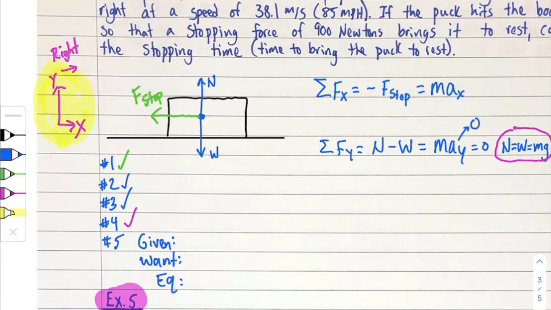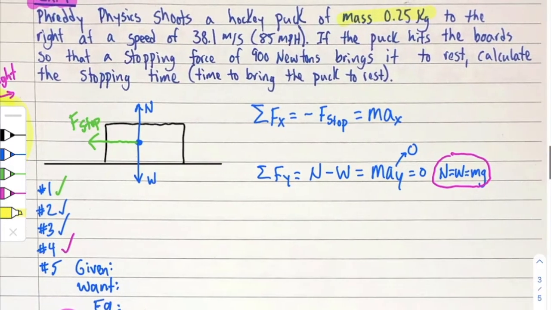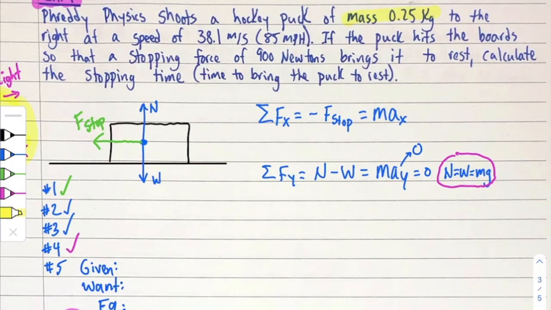equation. So in this problem, the numbers that they tell us, I'm going to go ahead and highlight them here. Hockey puck of mass 0.25. It's being shot to the right at a speed of this. The puck hits the board, so the stopping force is 900 newtons. It brings it to rest, and we want to know the stopping time.